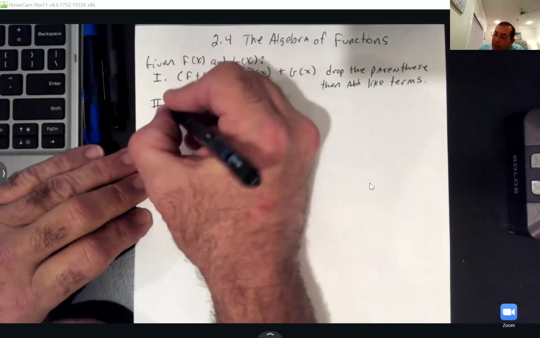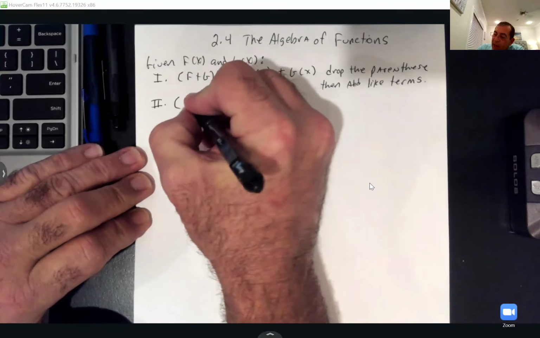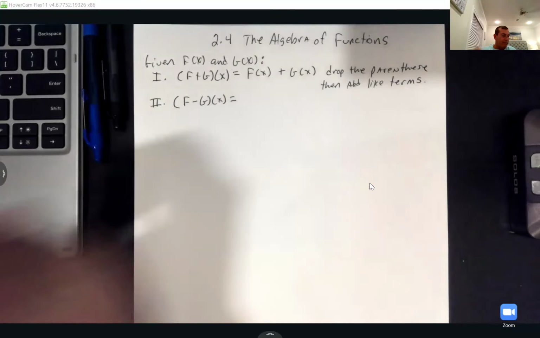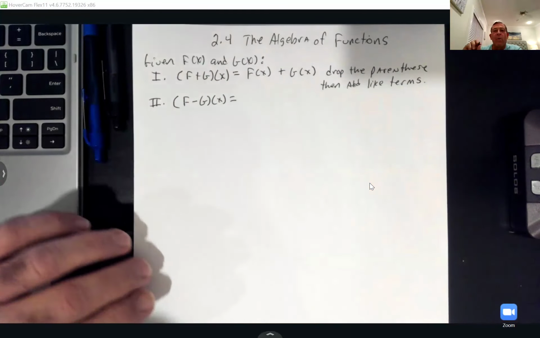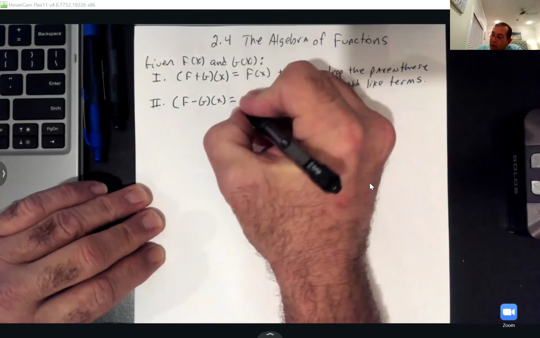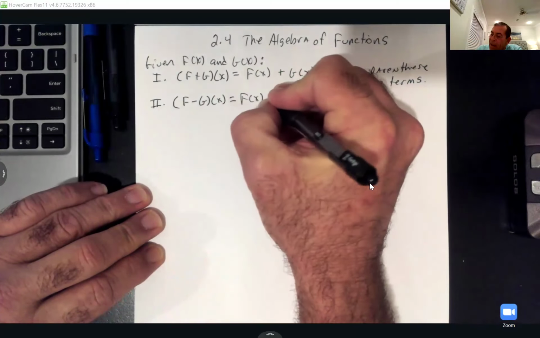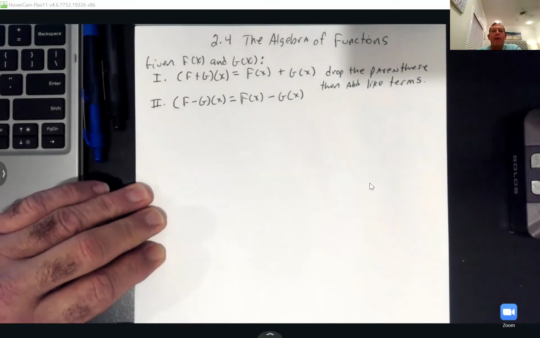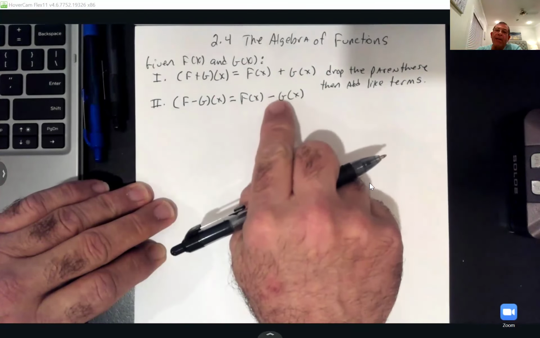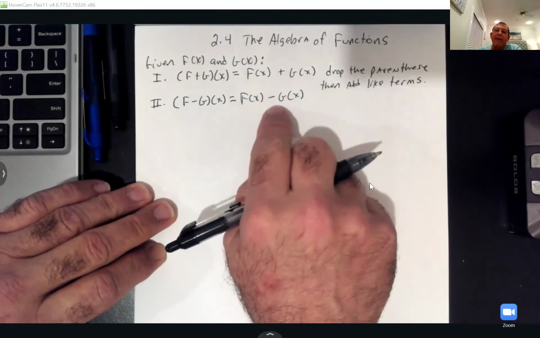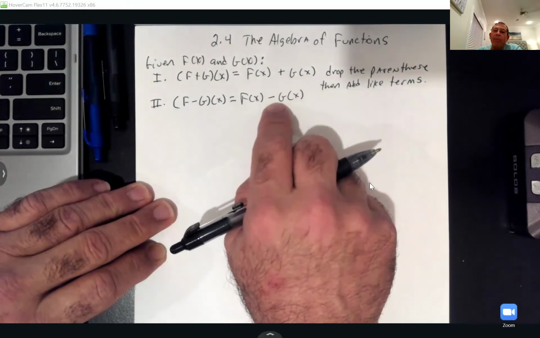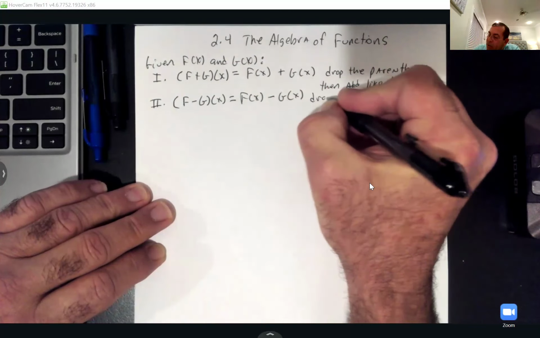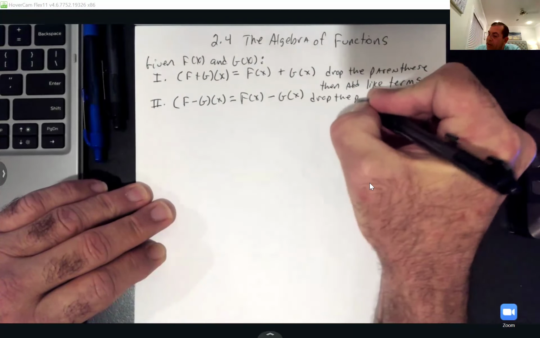All right, y'all, next we got subtraction. f minus g of x. Well, that means we'll have our f of x minus our g of x. Now remember, subtraction's a little different than adding. So when we drop the parentheses on subtraction, we're going to drop the parentheses.